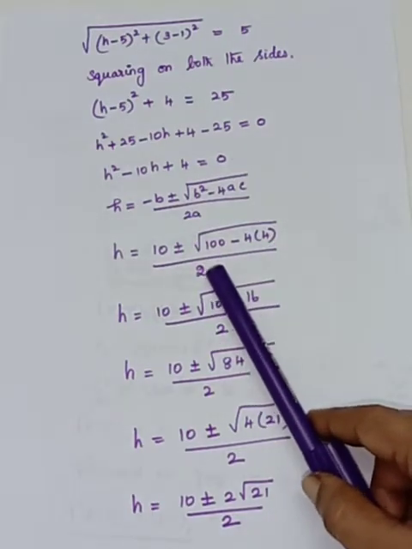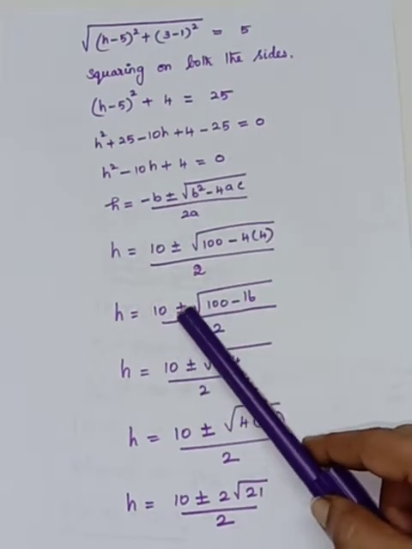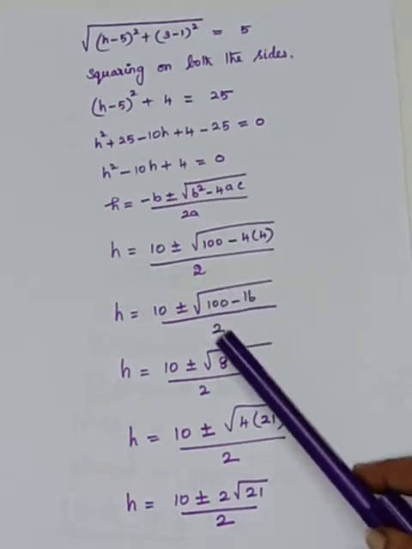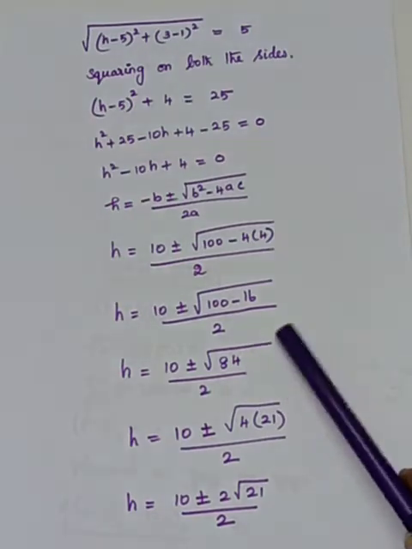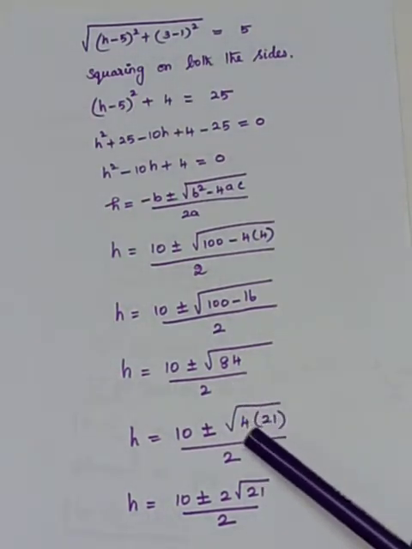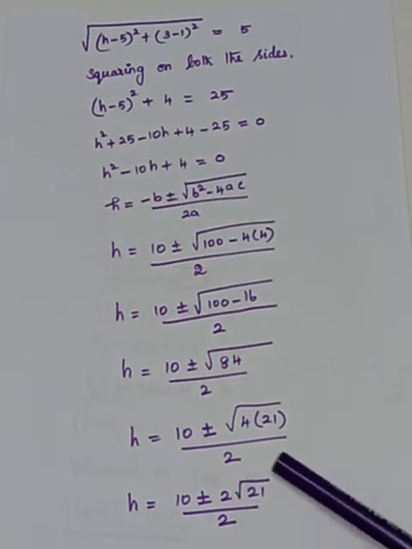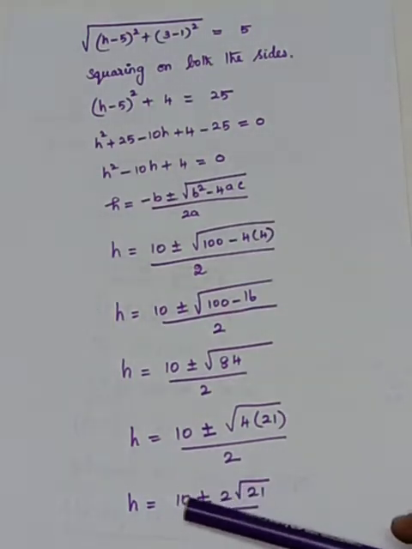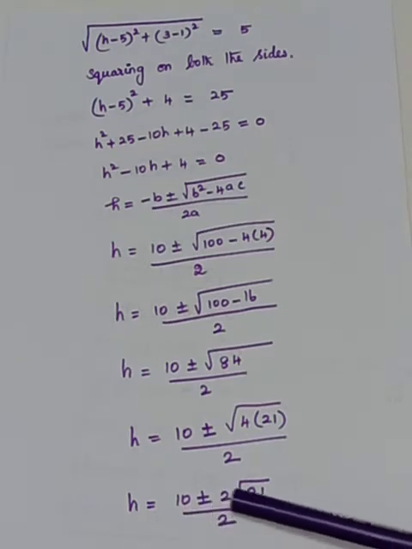Your A is 1, so it is 2. So 10 plus or minus square root of 100 minus 16 by 2. 100 minus 16 is 84. This 84 can be written as 4 into 21. If you take the square root of 4, it is 2. So 2 into square root of 21 by 2. So therefore H is 10 plus or minus 2 square root of 21 by 2.